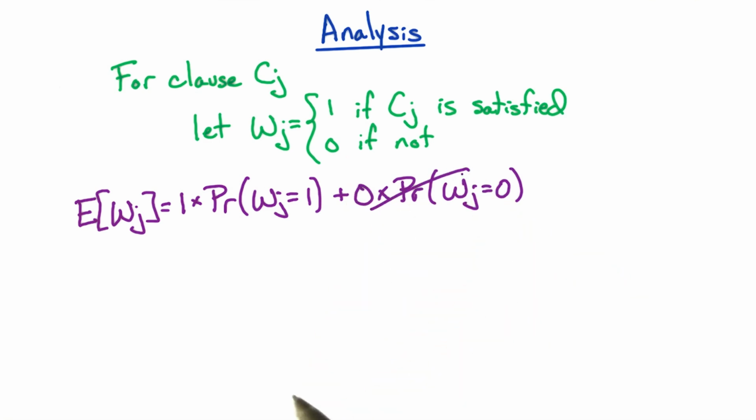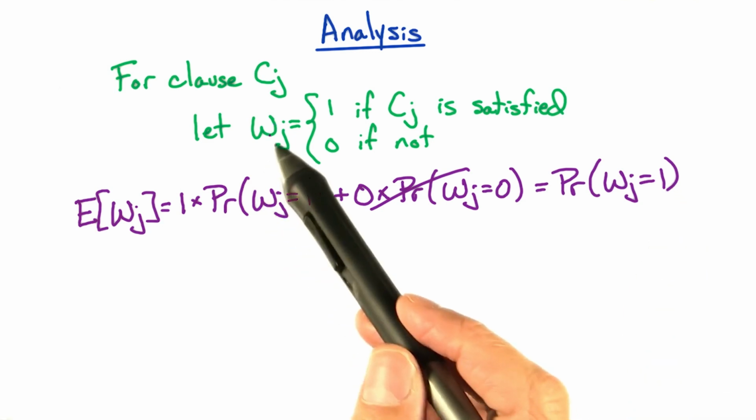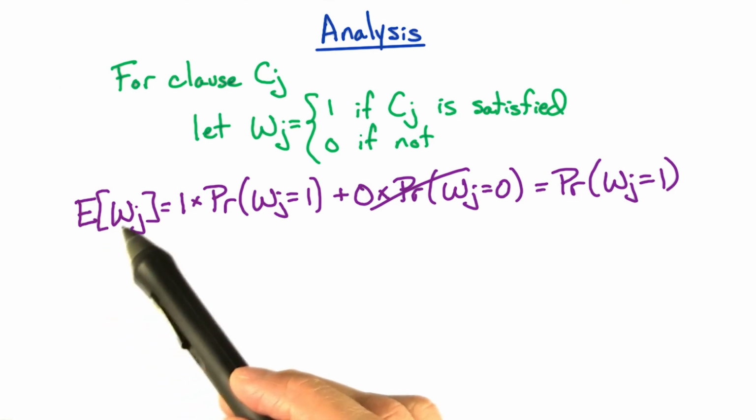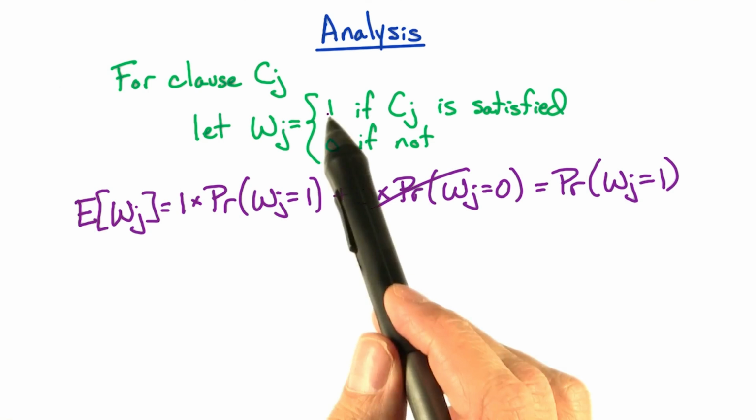Now clearly this term goes away, and we're left with the probability Wj equals 1. This is the beauty of considering a random variable which takes values 0 or 1. The expectation is simply the probability that that random variable equals value 1.